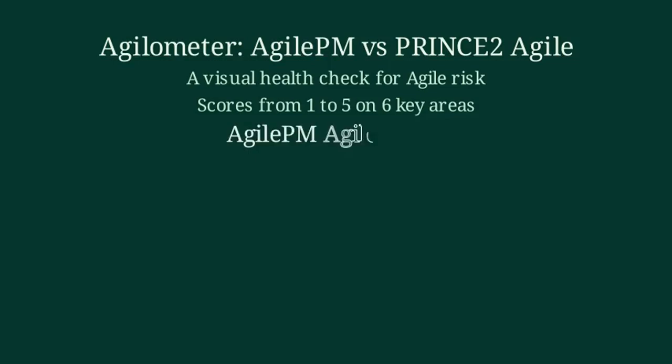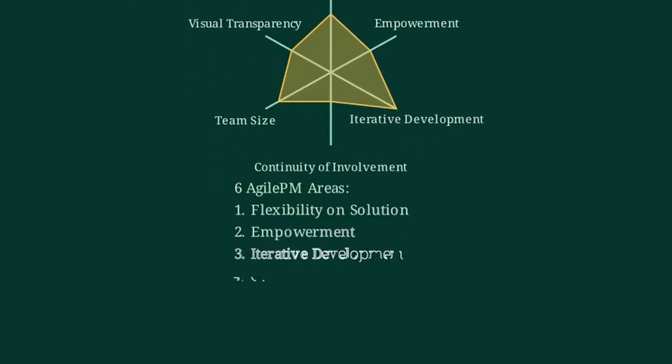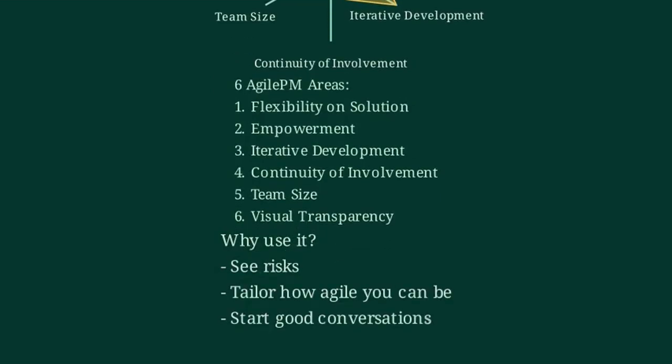It evaluates 6 key areas. Each area is scored from 1 to 5. A higher score means a better environment for Agile. The 6 areas are flexibility on solution, level of empowerment, iterative development, continuity of involvement, appropriate team size, and visual transparency. Why use it? It helps you spot risks, customize the level of agility, and start the right conversations with the team and stakeholders.